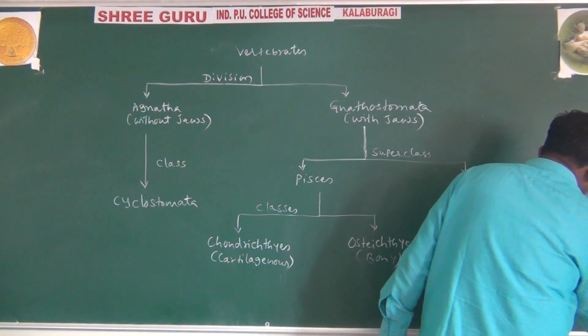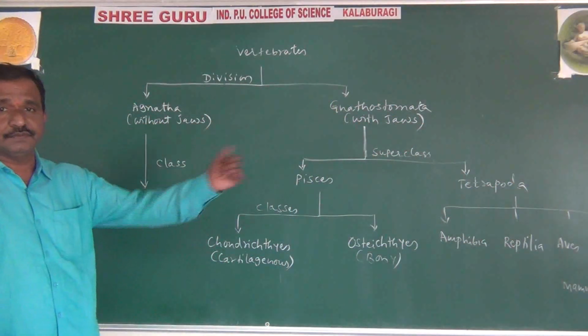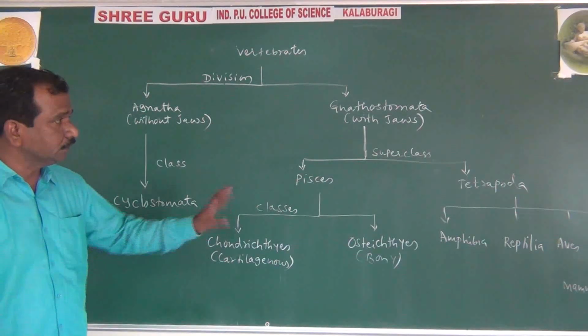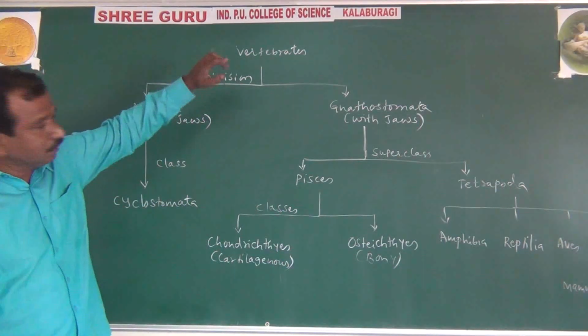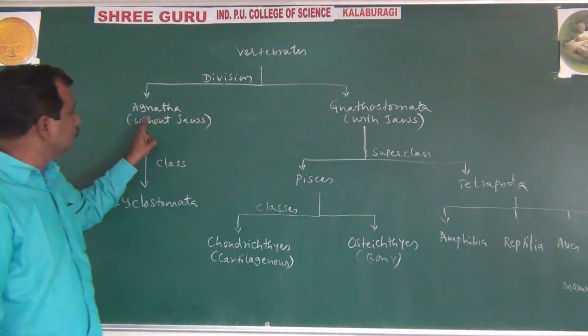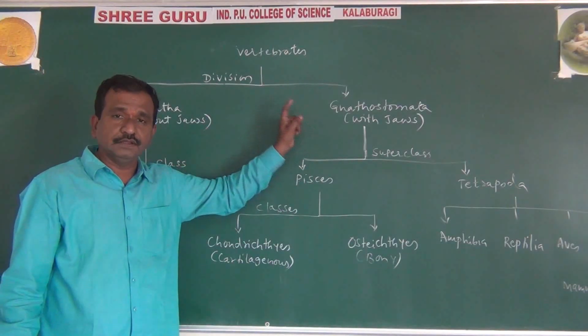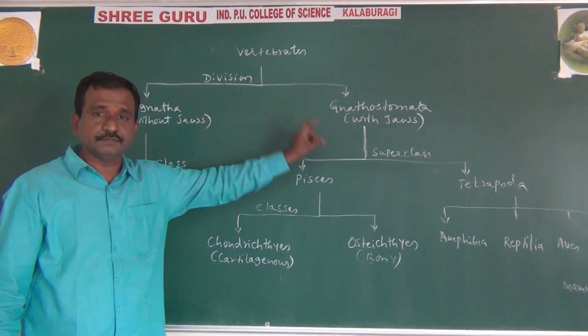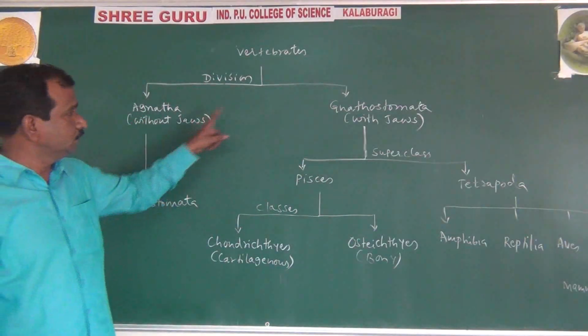So what we studied in earlier classes, in 9th or 10th standard, you might have studied these things. Subphylum Vertebrata is divisible into 2 important divisions, the Agnatha group and Gnathostomes. On what basis are they divided? On the basis of the presence or absence of jaws.